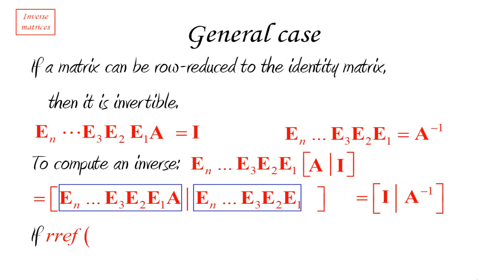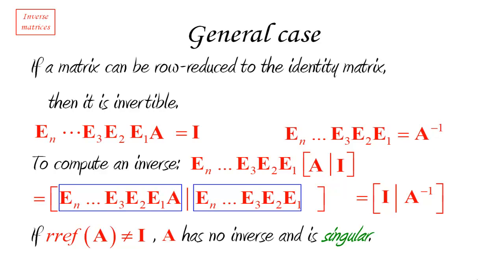Okay. Now, what happens if the RREF of A is not equal to the identity? Well, in that case, it follows that A does not have an inverse, in which case we call it a singular matrix or a non-invertible matrix.